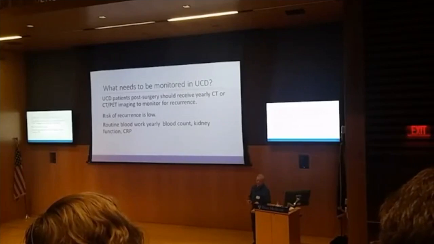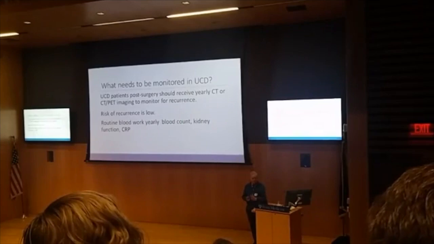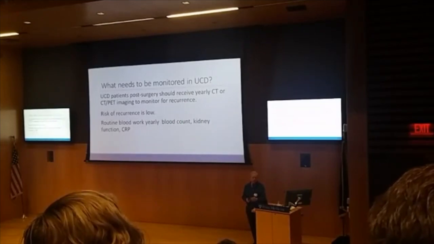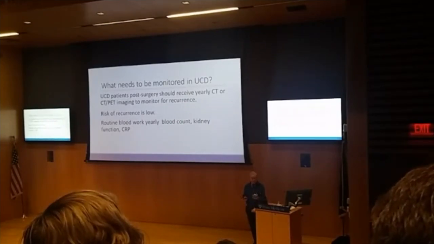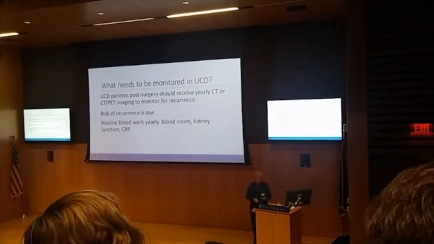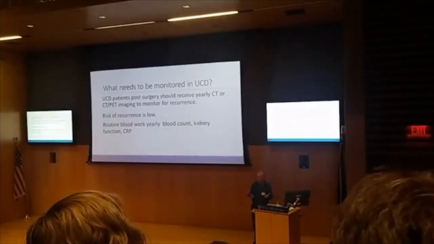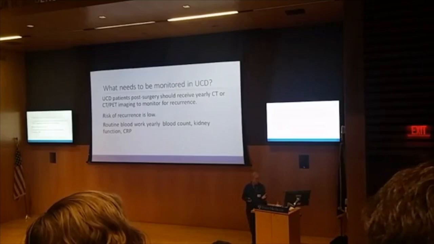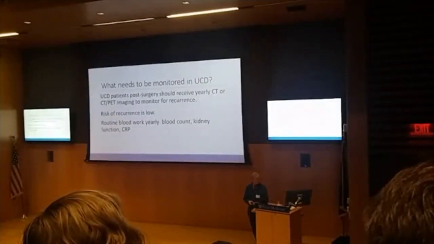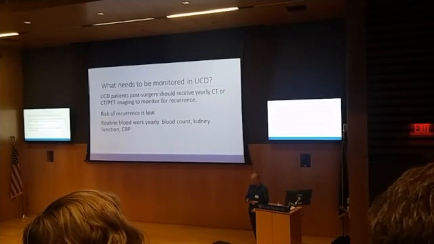So what do we need to monitor in unicentric disease? Again, recurrence is low. A CT scan initially yearly for 5 years is reasonable. After that, the recurrence rate should be low. If the mass makes interleukin 6 or other cytokines, then blood work might be reasonable. So in general terms, if you think that you got everything out surgically, you're going to be okay with the unicentric disease.